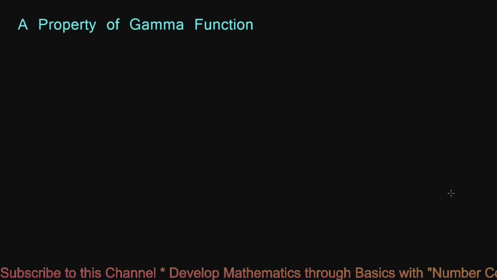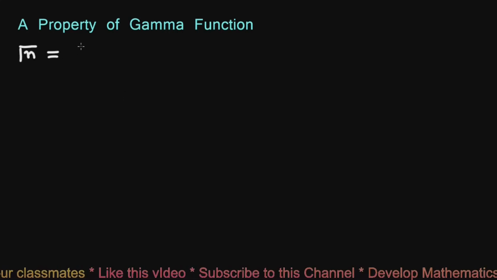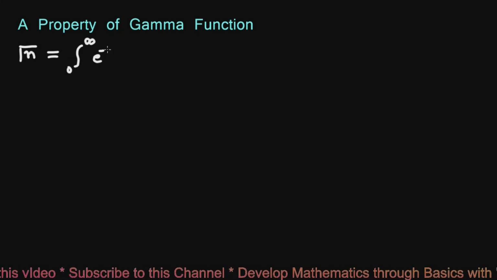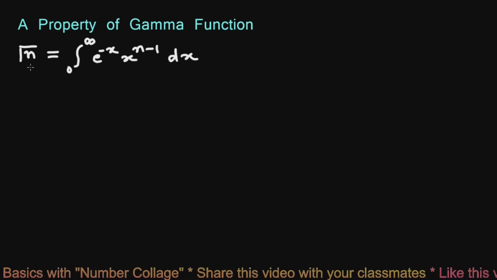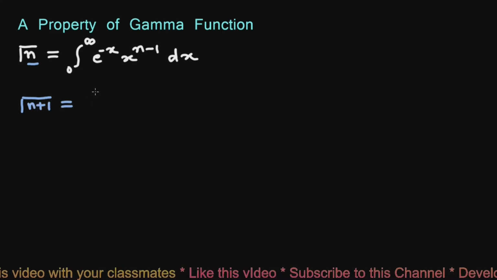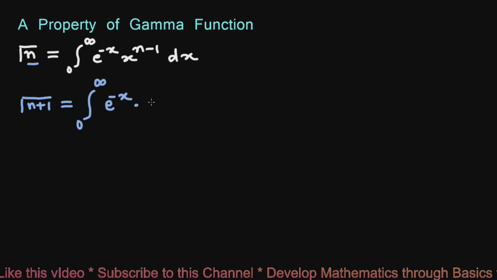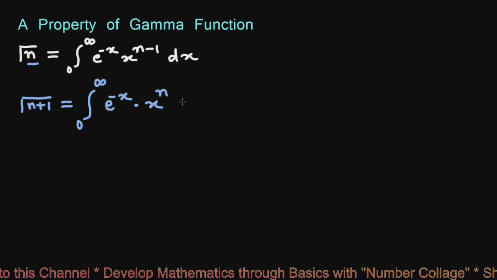We will deduce a property of gamma function. We have defined gamma n as integral from 0 to infinity of e raised to minus x into x raised to n minus 1 dx. Now we will replace this n by n plus 1. That will give us integral from 0 to infinity of e raised to minus x into x raised to n plus 1 minus 1, which will be just n, dx.